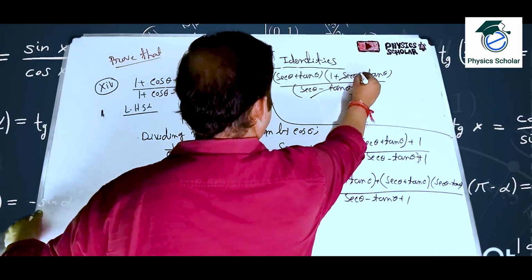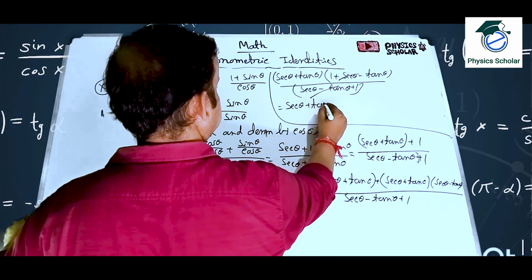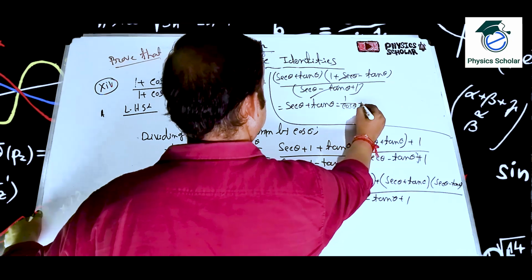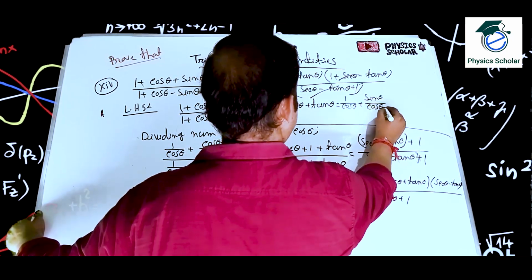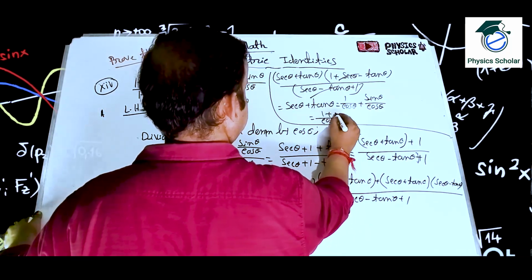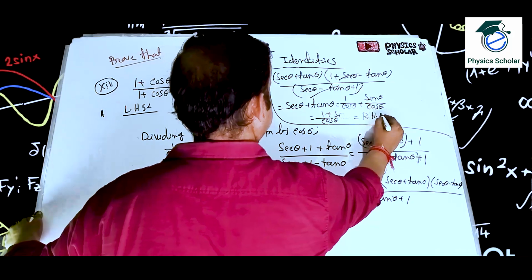These two will be same, so it is what? Sec theta plus tan theta. So sec theta means what? 1 by cos theta plus sin theta by cos theta. So what? Cos theta will be the LCM. So 1 plus sin theta is equal to RHS. Proved.